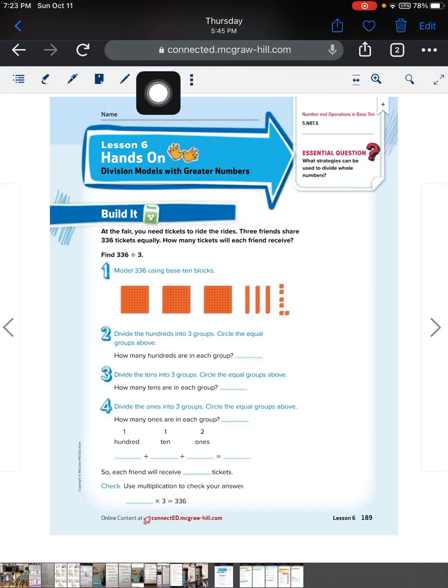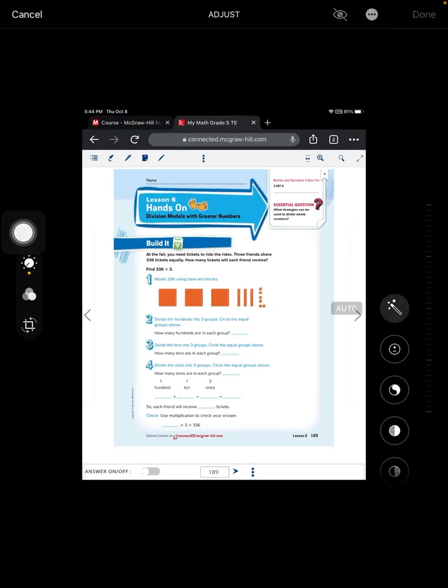Cox. We are on Chapter 3, Lesson 6, Hands-on Division Models with Greater Numbers. This is another way to do division by using models. Let's figure this out the original way that you all learned in 4th grade.